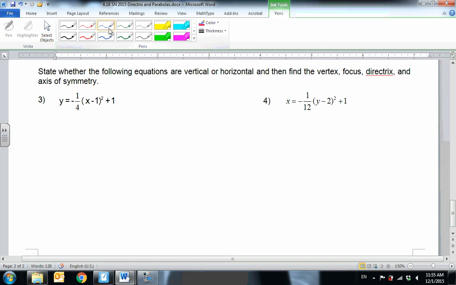Now on these you don't have to graph, but it is important to think about the graph to help you visualize it. Okay? So look at number 3. Take a second and draw just a really tiny sketch of that parabola. Does it open up, down, left, or right? Draw it on your paper.